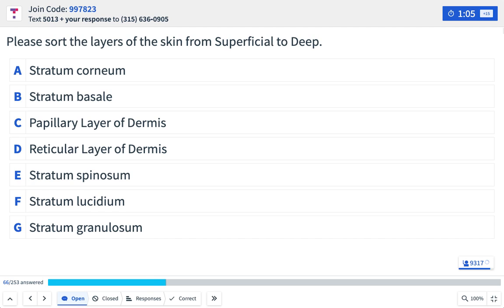So we're down to about 1 minute. We need to orient these layers from superficial to deep.